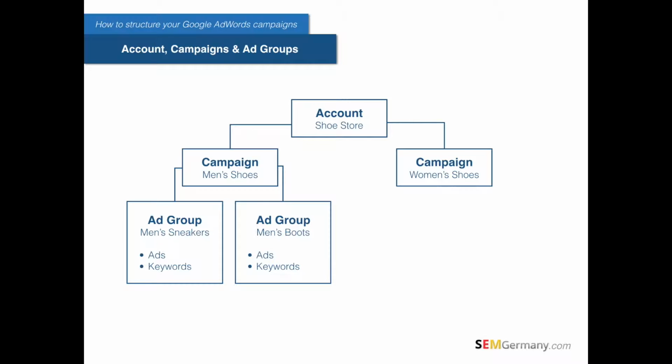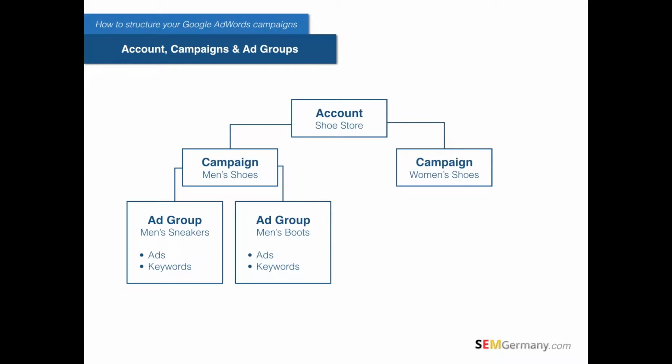And because you have specific ad groups for each of your product subcategories, you can now include keywords and ads in your ad groups that promote exactly what you sell and become extremely relevant to people who are searching for that specific product. So for example, in your men's sneakers ad group, you could include keywords such as buy men's sneakers, sneakers for men, men's sneakers shop, men's sneakers sale, etc.